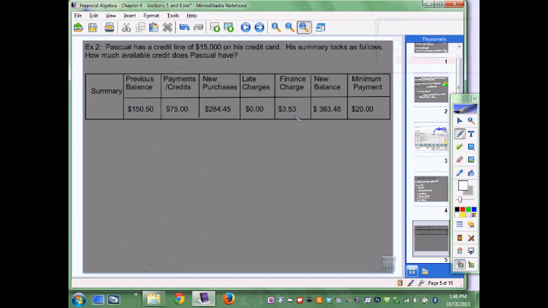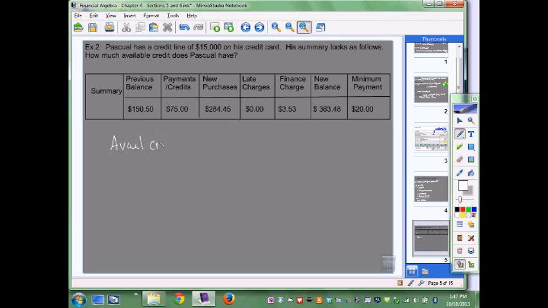Okay. Here we have a credit card summary. We have previous balance, payments, new purchases, late charges, finance charge, new balance, minimum payment. This guy, Pasquale, has a $15,000 limit on his credit card. Here's his summary. What's his available credit?